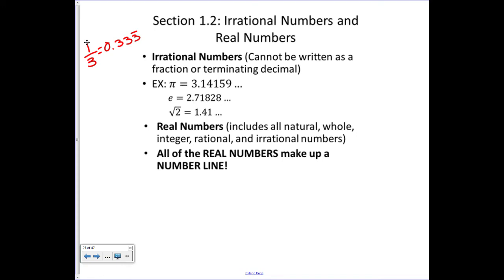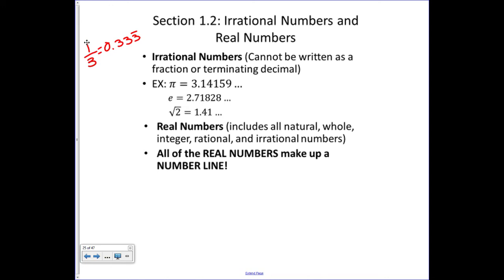Irrational numbers are numbers that are non-repeating, non-terminating decimals. So something like pi. Pi goes on forever. This number e goes on forever. The square root of 2 goes on forever. These are all irrational numbers. Cannot be written as a fraction.